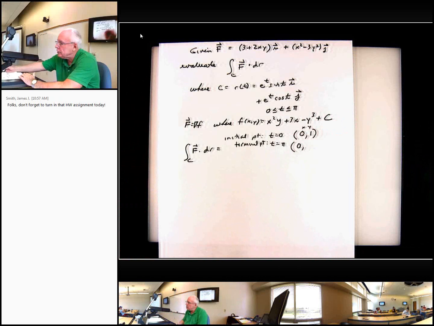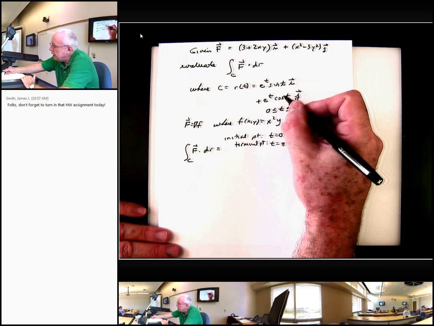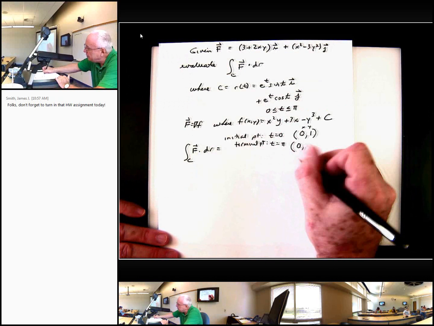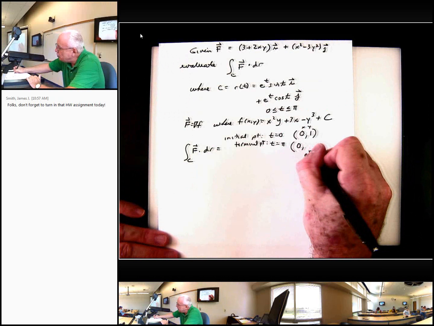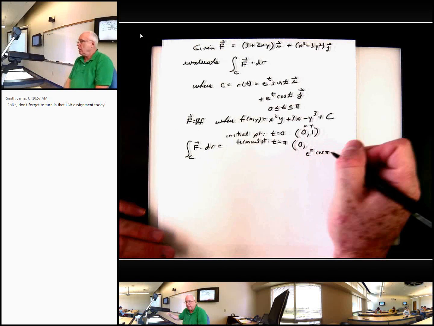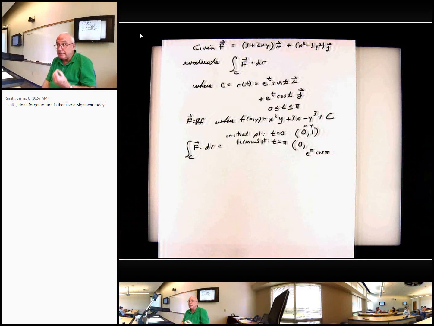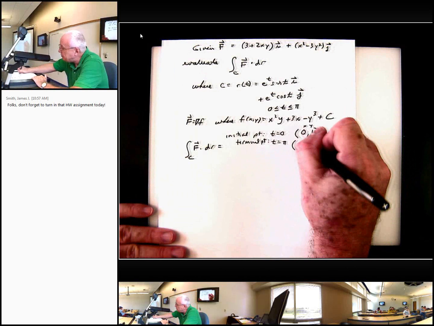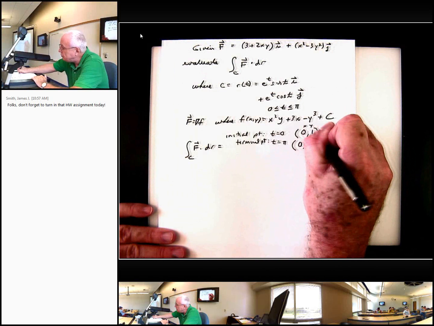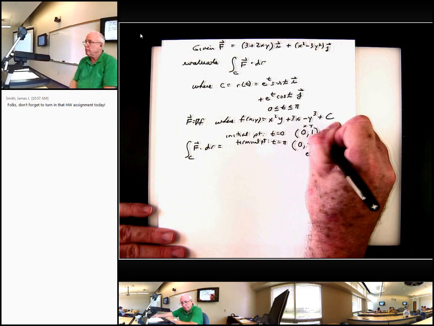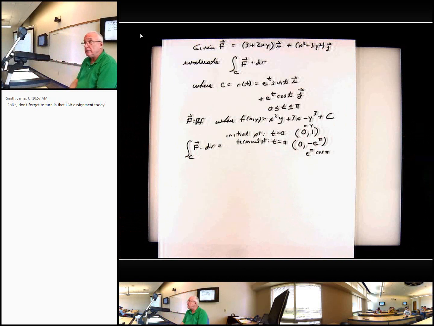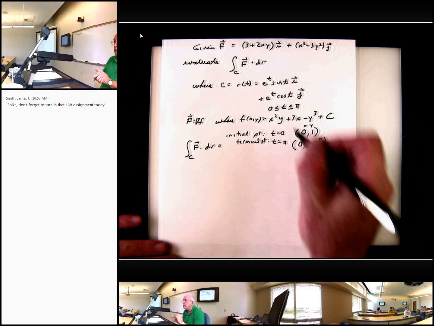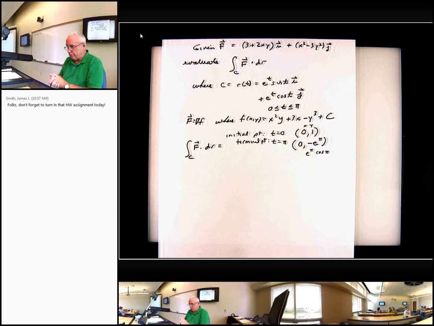Now I plug it into my second component, e to the pi times cosine of pi. So let me write it down here. It'll be e to the pi times cosine of pi. But we know cosine of pi is -1. So my y component of my terminal point is going to be minus e raised to the pi power. Kind of a strange little value, but that's what it is. All I'm doing here is plugging this into my curve.